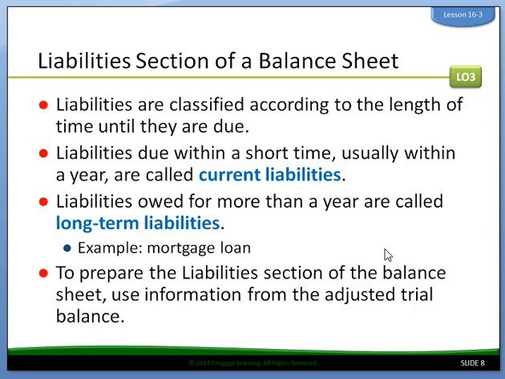Liabilities are classified according to the length of time until they are due. Liabilities due within a short time, usually within a year, are called current liabilities. Liabilities owed for more than a year are called long-term liabilities. An example would be a mortgage loan. To prepare the liability section of the balance sheet, use information from the adjusted trial balance.